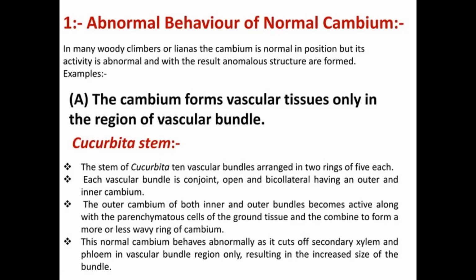The parenchyma cells which are present between these vascular bundles become meristematic, and they also help in the formation of the cambial ring. So this normal cambium behaves abnormally, as it cuts off secondary xylem and phloem in the vascular bundle region only, resulting in the increased size of the bundle. So it is producing the secondary xylem and secondary phloem only in the vascular bundles region, not in the parenchymatous region between them.